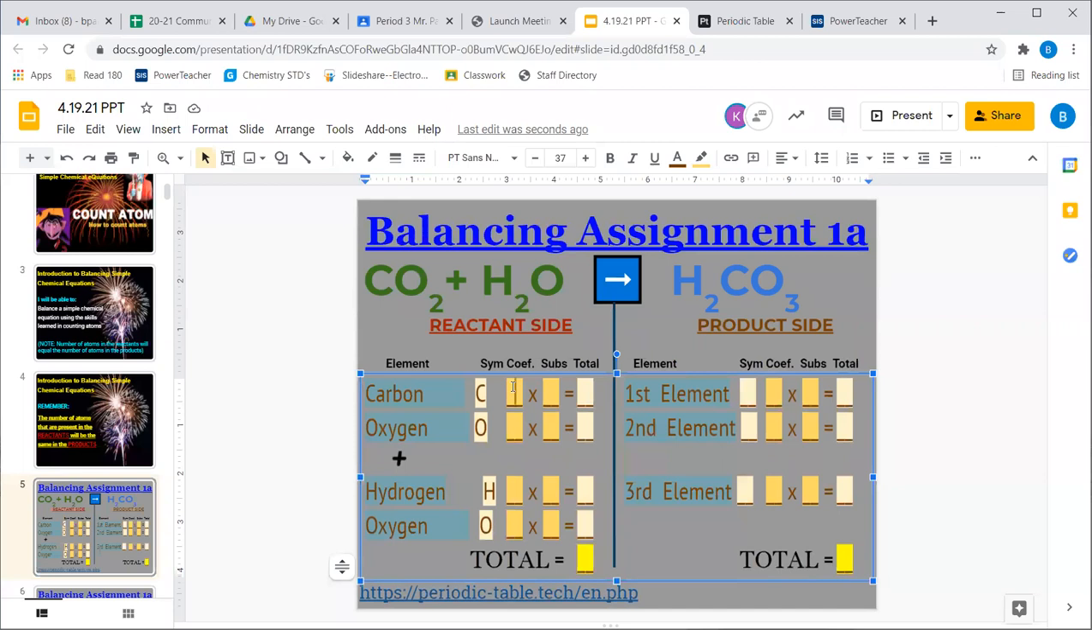Come on, guys, ask one another what's going on here. What are we looking for now? Ilian? The coefficient. Okay. Anybody want to help Ilian out? What is the coefficient for carbon? Still 1, right? Absolutely.